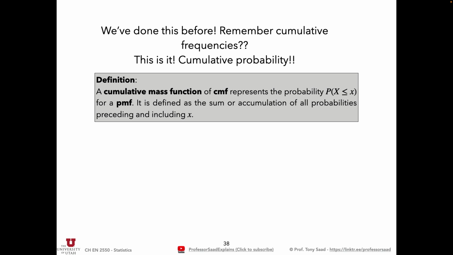And it's defined as the sum or accumulation of all probabilities preceding and including x. So the way we write this is CMF of x instead of PMF. We call it CMF of x. That's equal to the sum of all your probabilities up to and including the x value. Okay? So in other words, for our problem, we could have called this the binomial CMF at 2. Okay? And it would automatically add them up.